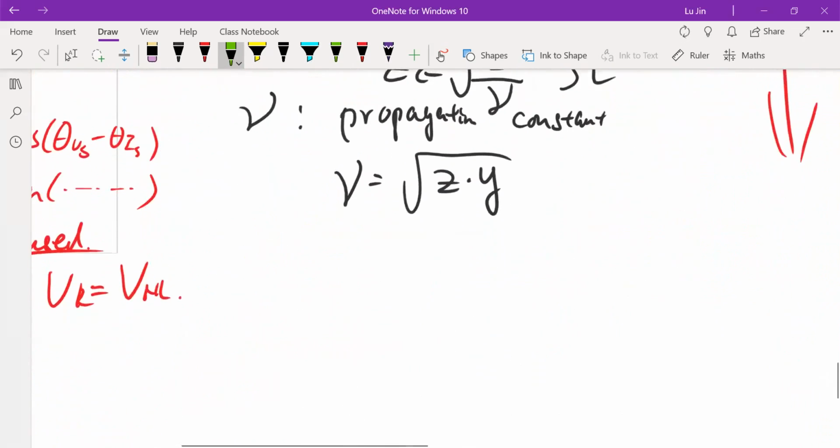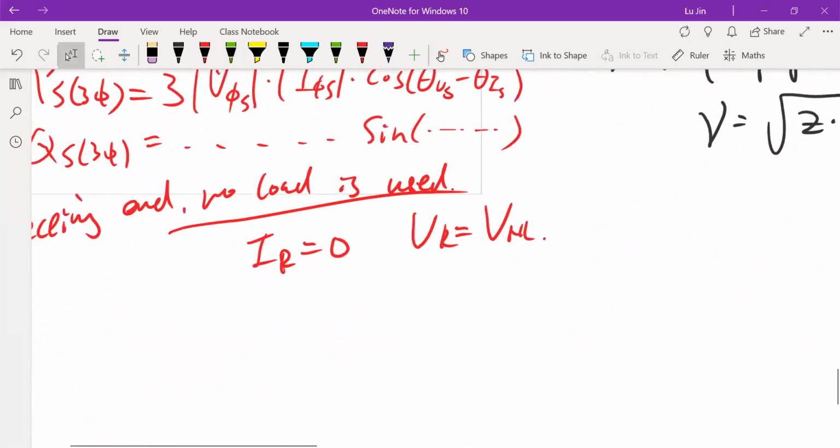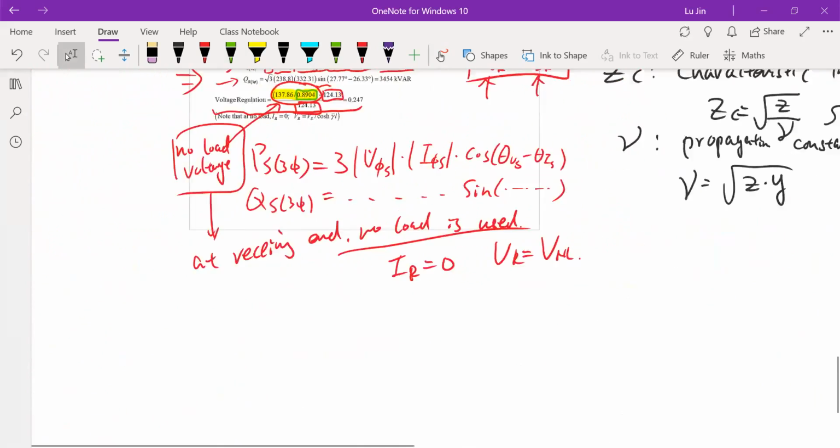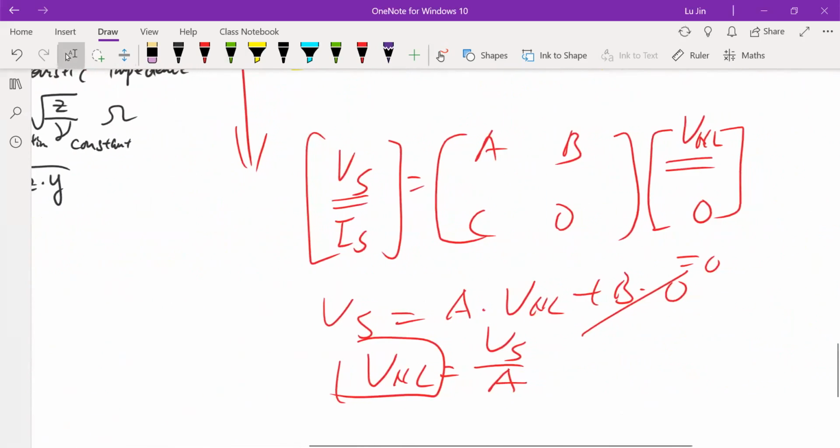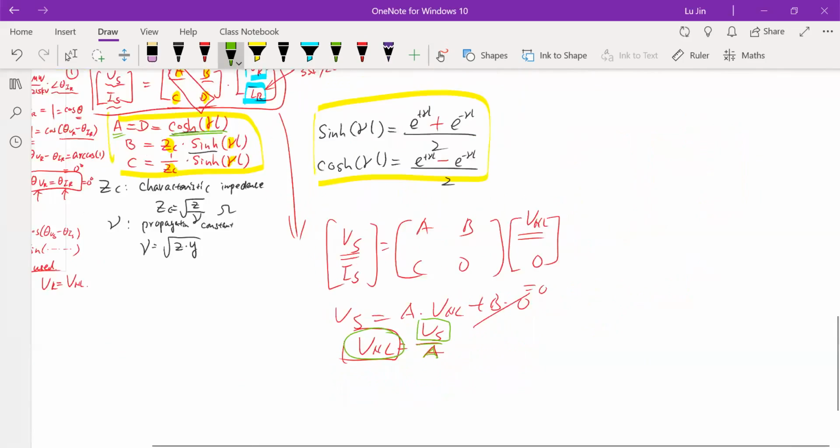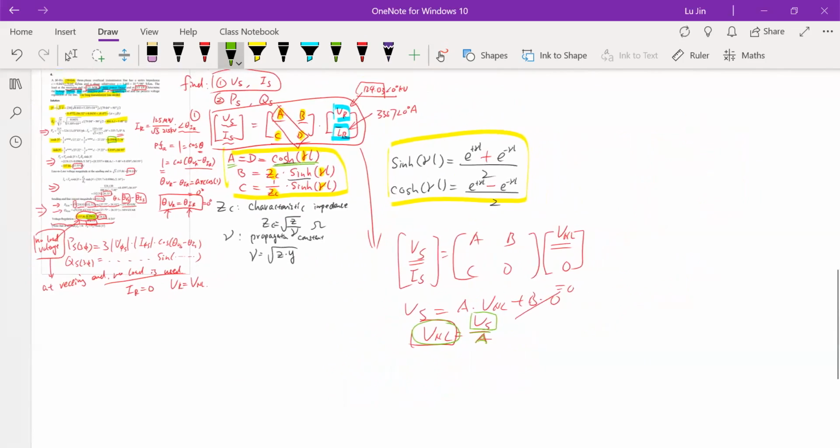So this means, where is that? Where's my writing? Okay, here. So using the sending side voltage divided by the parameter A, you got the no load voltage. Get that? Okay, so the calculation is pretty simple. I think we have done that part. Okay, this is all the questions regarding tutorial 2. And we are going to move on to tutorial 3.